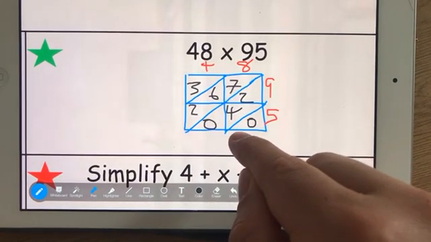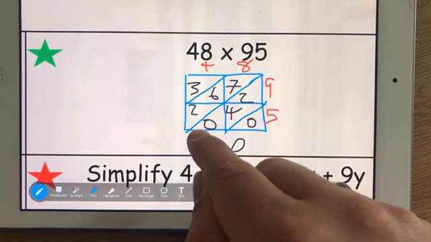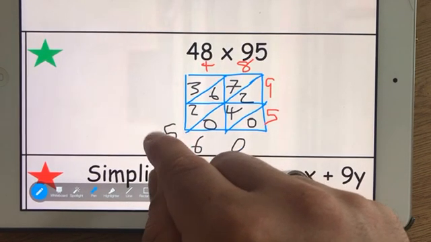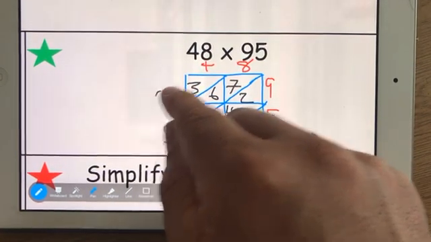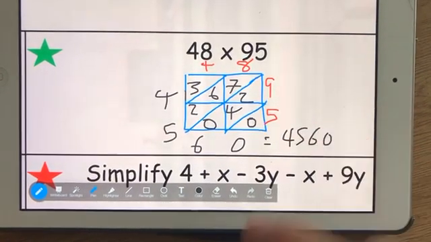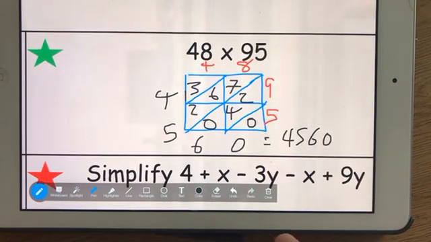Once we're there, I've got 0 in the first one. I got 4, 2 and 0, which is 6. 7, 6 and 2, which is 15. And 3 plus 1, which is 4. So my answer is 4,560. 3 points for that one.